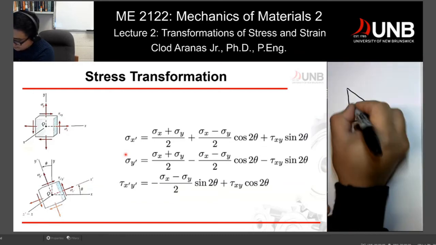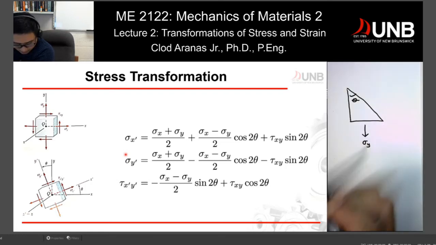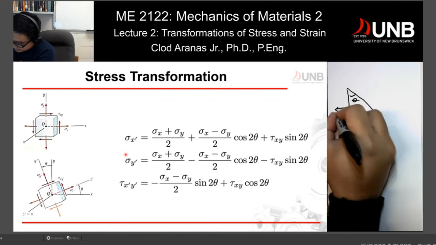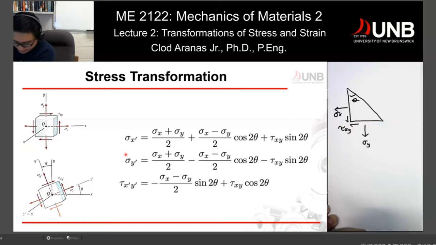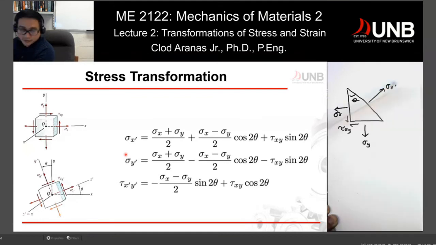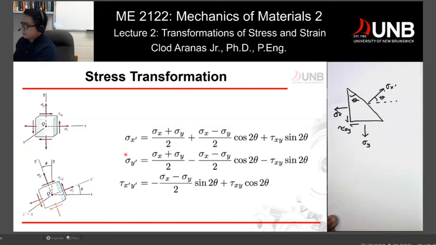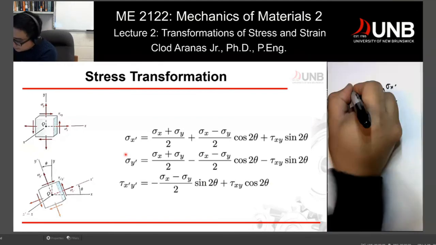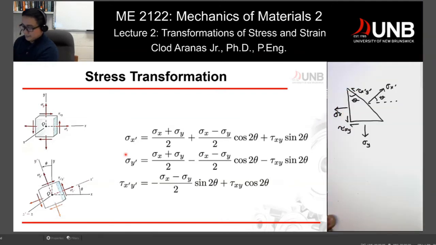So again, we have theta, and then we have sigma y. This is sigma x. This is tau xy, so you have 2 tau xy there. And then you have the stress that you want to determine, which is sigma x prime. And if you want to know the angle, that would be theta right there. Take note that once you slice it right there, you will also have tau x prime y prime right there.